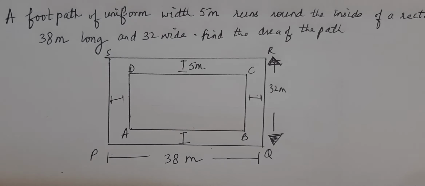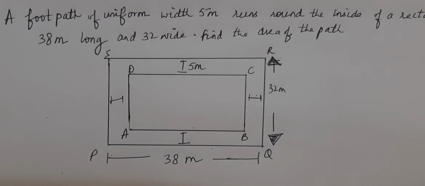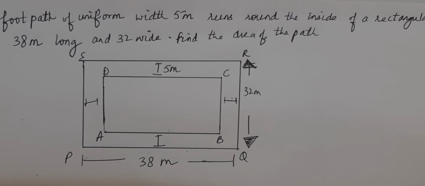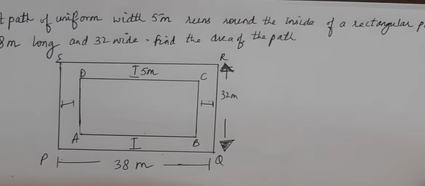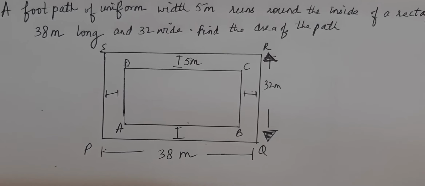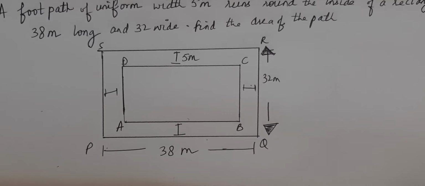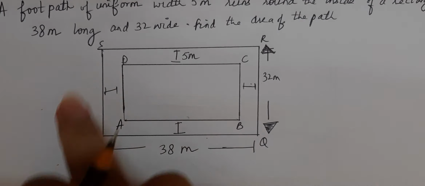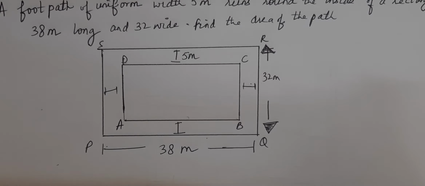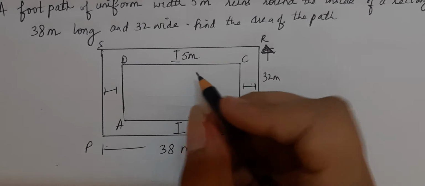Now I am taking one example. A footpath of uniform width 5 meter runs round the inside of a rectangular park 38 meter long and 32 meter wide. Find the area. Now it's not necessary that the figure will be given to you. You have to make the figure yourself. Now the question says a footpath. So I have made one footpath of uniform width. Uniform width means it is uniformly 5 meter in width.